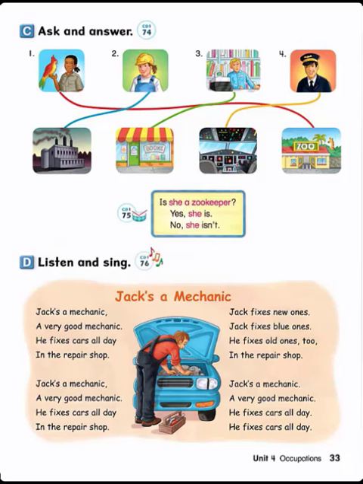Number 3. Is he a sales clerk? Yes, he is. Is he a zookeeper? No, he isn't. Number 4. Is he a pilot? Yes, he is. Is he a factory worker? No, he isn't.